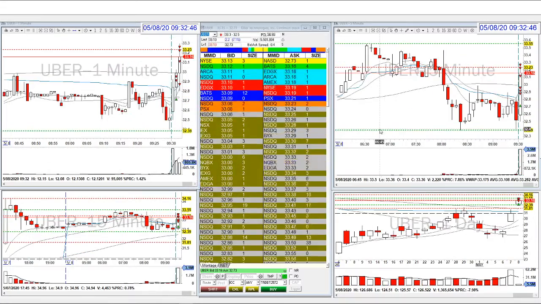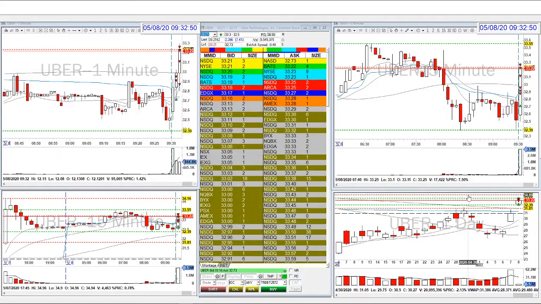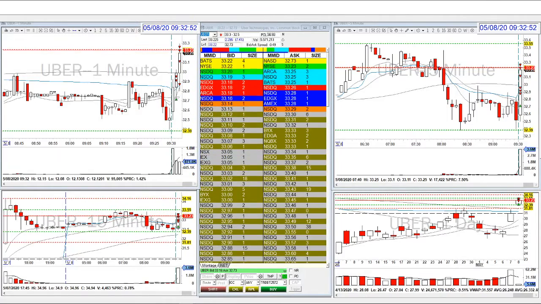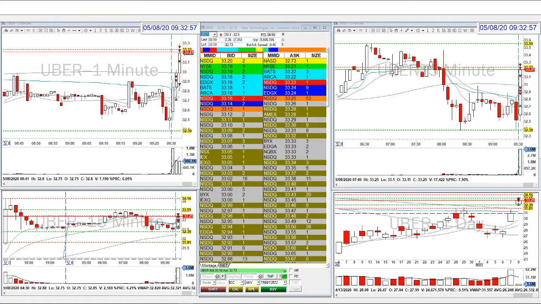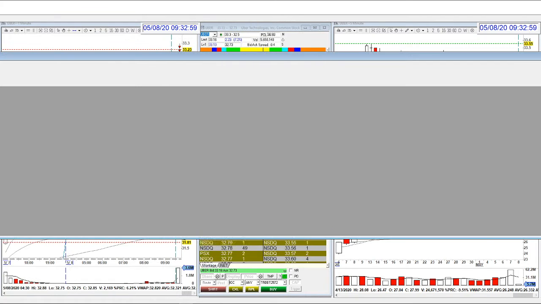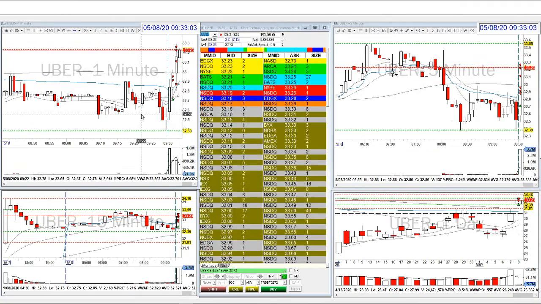Sorry. So just with Uber itself, I'm hitting 1% of my account target, right? How many trades did I take? I took 8 trades. If I can enter a little bit more.